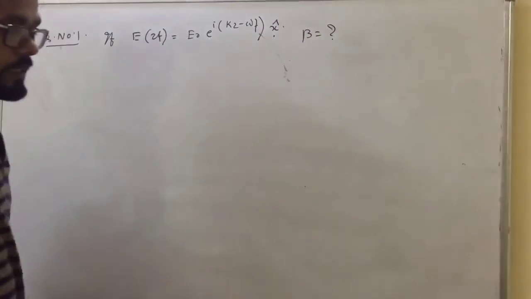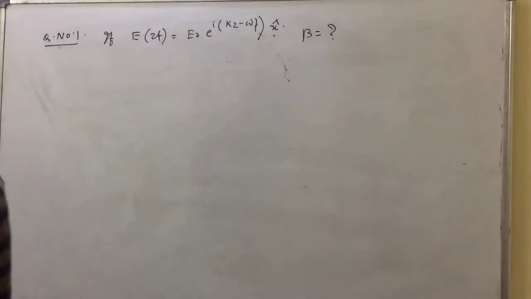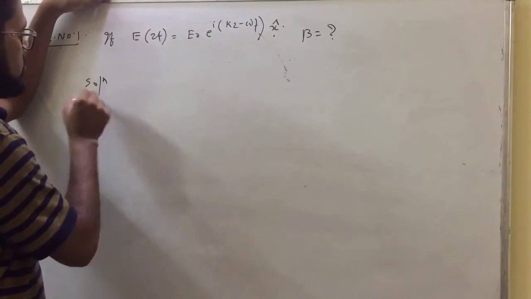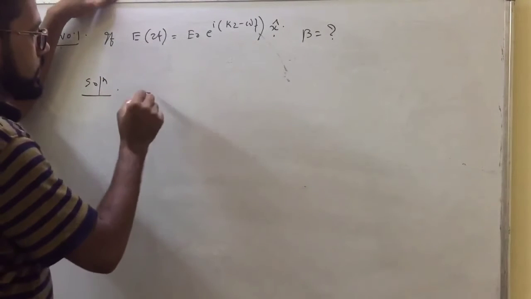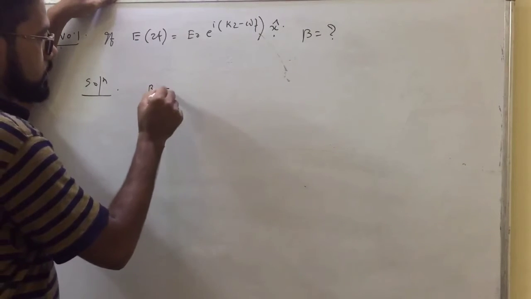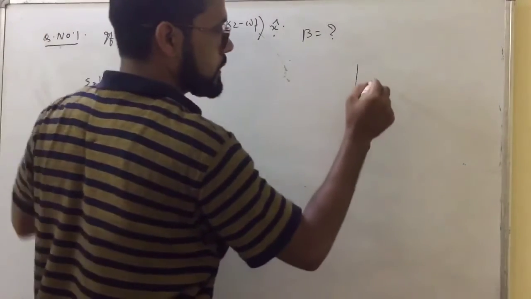This question comes in the NET or GATE exam, and if we solve numerical problems, then you can easily understand the behavior of the electromagnetic wave. Okay, now see the solution. The solution is very easy. I have to find out B.